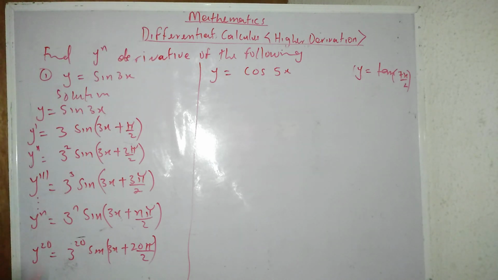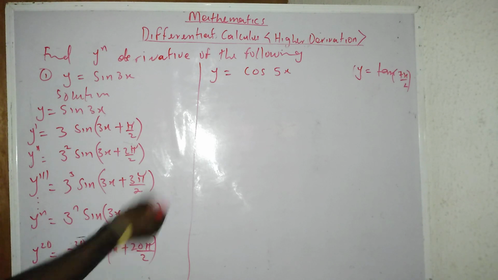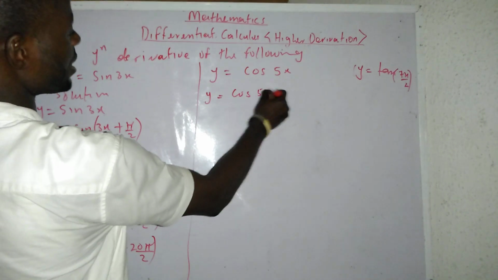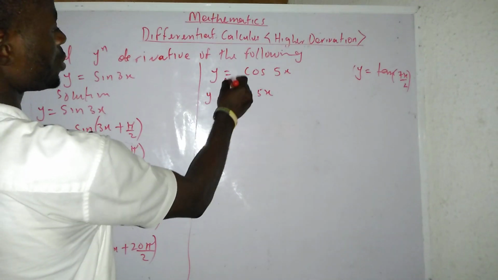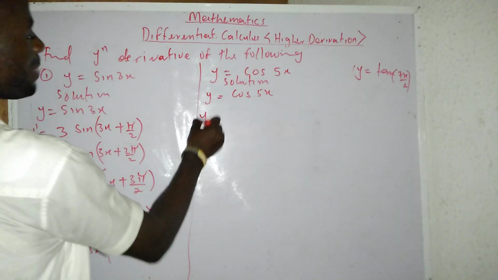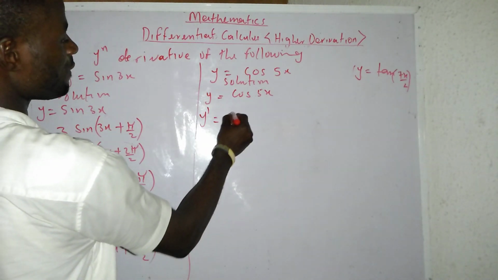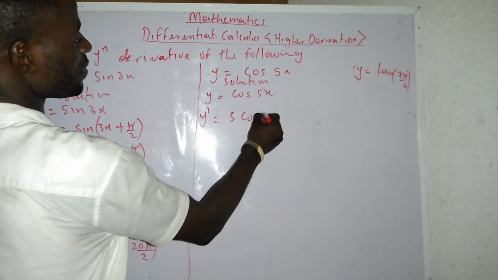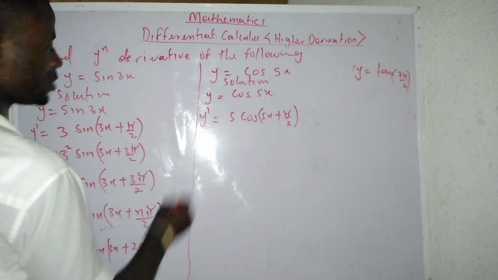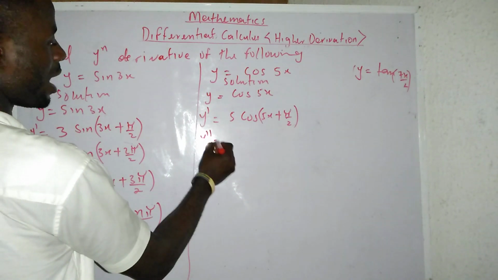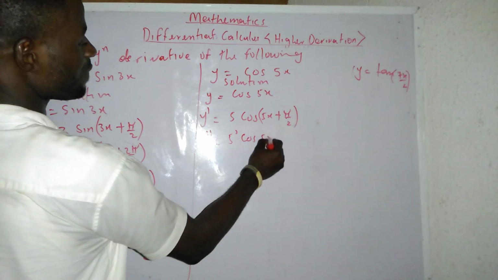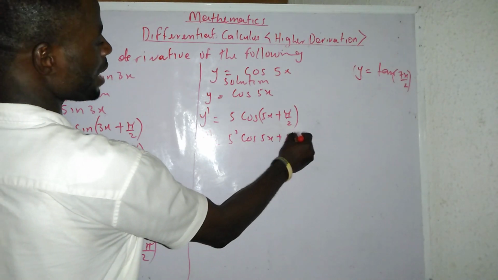Now, let's move on to the next one. I have y equals what? Cos 5x. That's the solution, sorry. Now, my y prime of this will be 5 cos (5x + π/2). That is first period. Second period, I will be having 5 squared cos (5x + 2π/2).